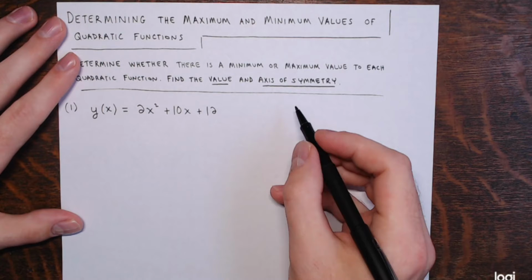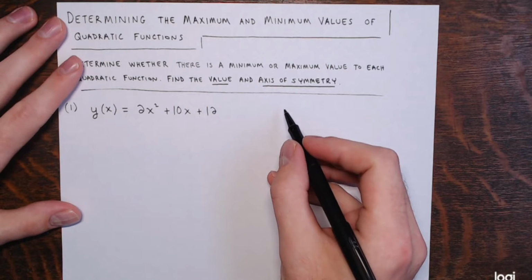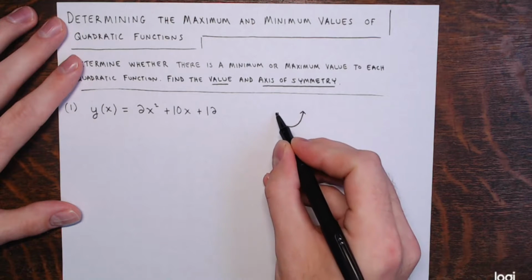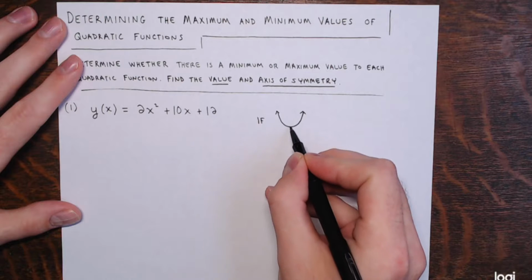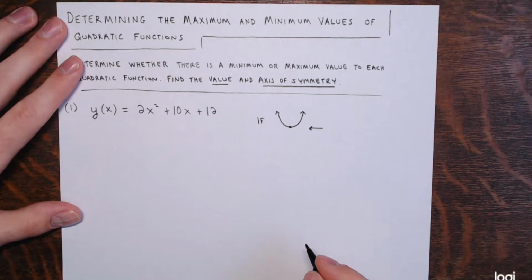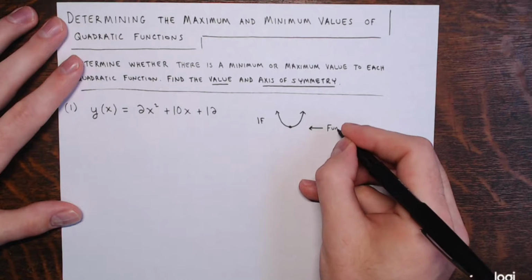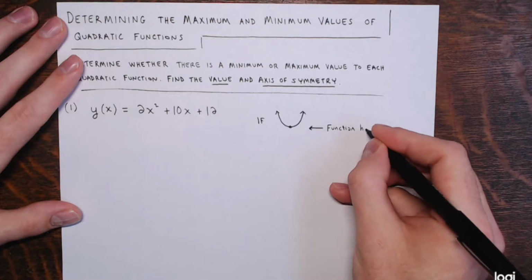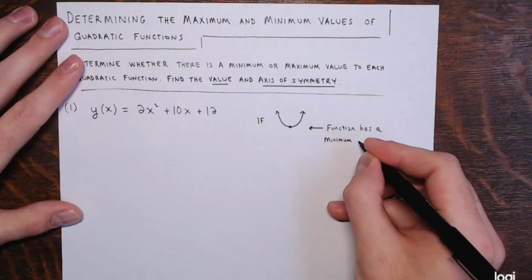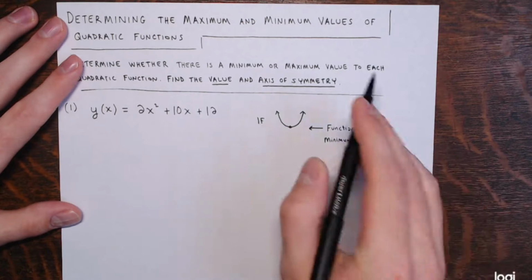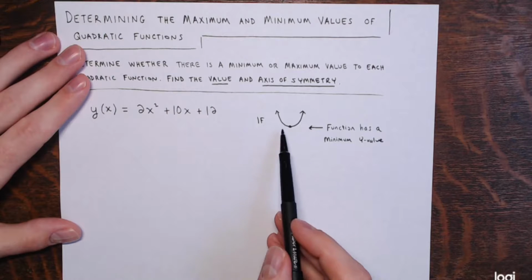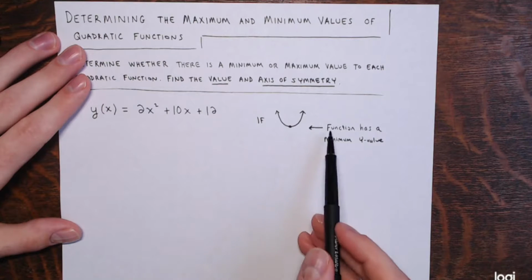So remember, the graphs of quadratic functions are parabolas. If the parabola is opening up, then the function has a minimum value. I'll say a minimum y value. When they're talking about the minimum value or maximum value, they're talking about the y value, the output, because there is no highest x value and no lowest x value. The domain is all real numbers for quadratic functions.